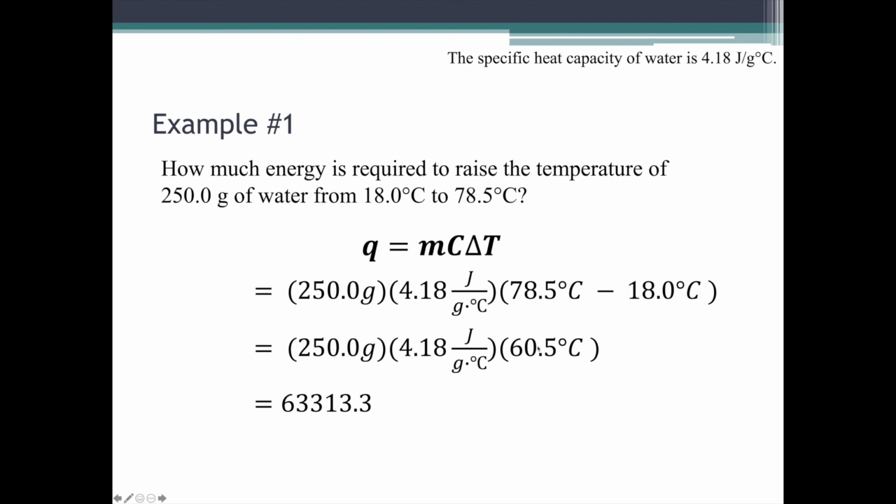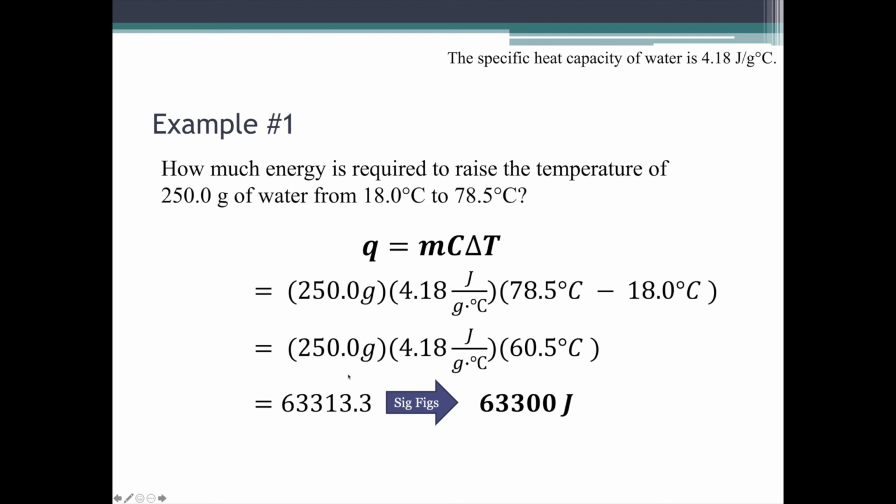So between 4, 3, and 3, I need to shorten this down to 3 sig figs. So from the first 3, this does not round up. These become zeros, and I knock off any decimals. So it becomes 63,300 joules. Hold on, where did I get joules from?